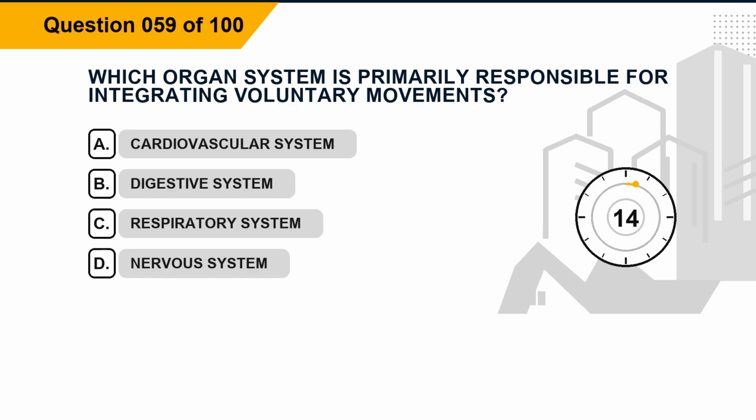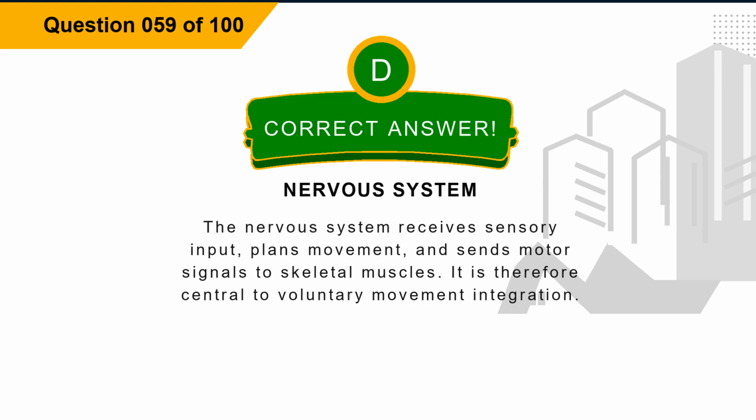Question 59. Which organ system is primarily responsible for integrating voluntary movements? Option A, cardiovascular system. Option B, digestive system. Option C, respiratory system. Option D, nervous system. The correct answer is option D, nervous system. Explanation. The nervous system receives sensory input, plans movement, and sends motor signals to skeletal muscles. It is therefore central to voluntary movement integration.